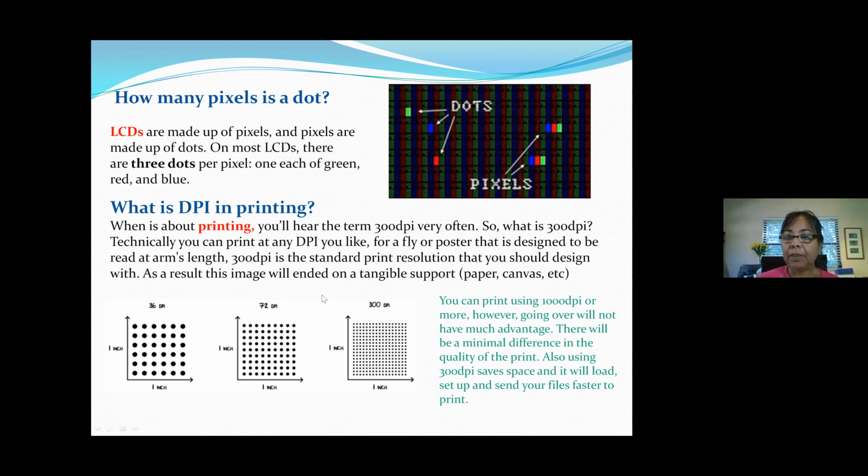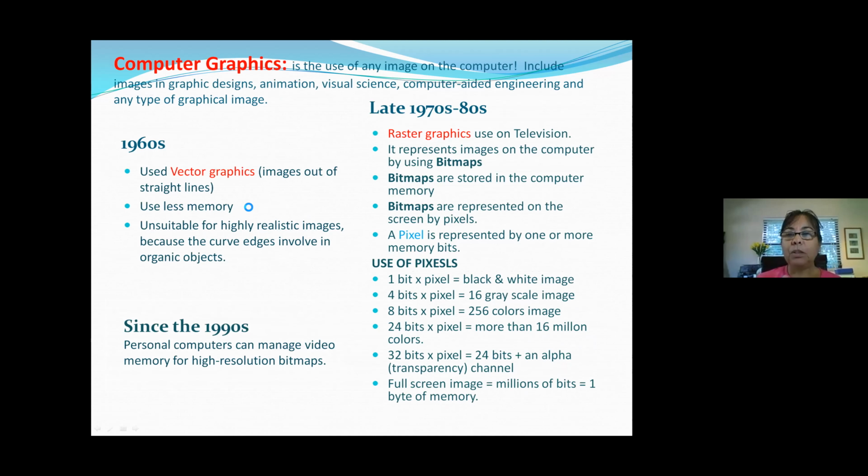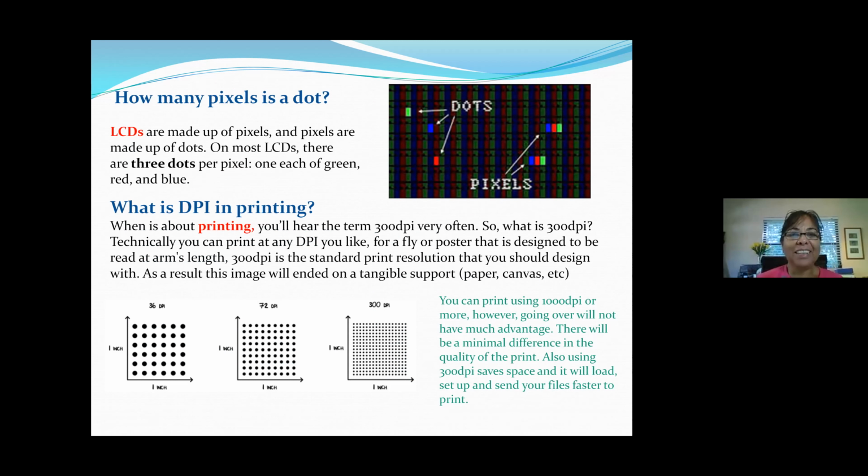What is DPI in print? Now we are going to explain a little better. When we are talking about printing, my computer is too sensitive to my touch. We usually hear, oh, 300 DPI, 300 DPI. That's a very common measurement used for printing. So what is this 300 DPI? Technically, you can print at any DPI, it doesn't have to be 300 DPI.